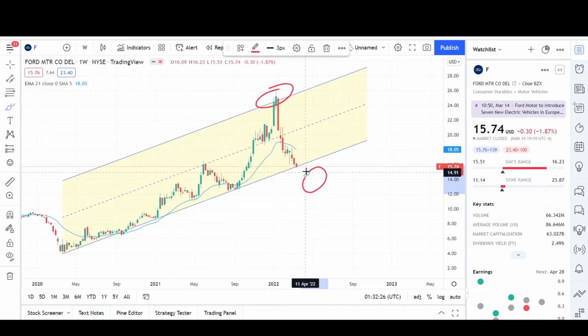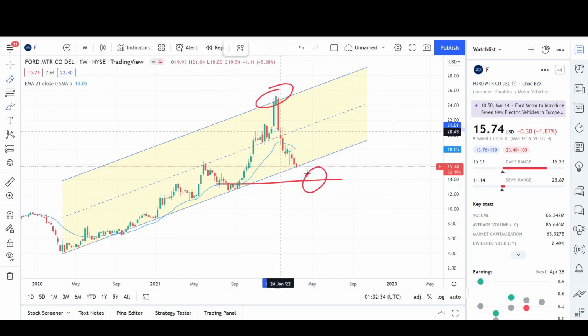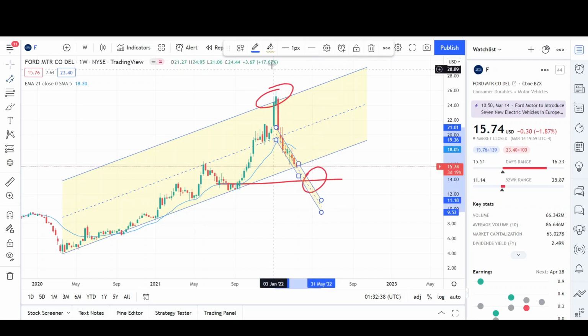So that's why I'm looking for the break of the pattern, and I'm looking for that retest or a pullback to that $13 level. So that's where it looks like Ford is headed next. We are inside of this spike and channel working lower, so the bears do have the momentum in their hands.